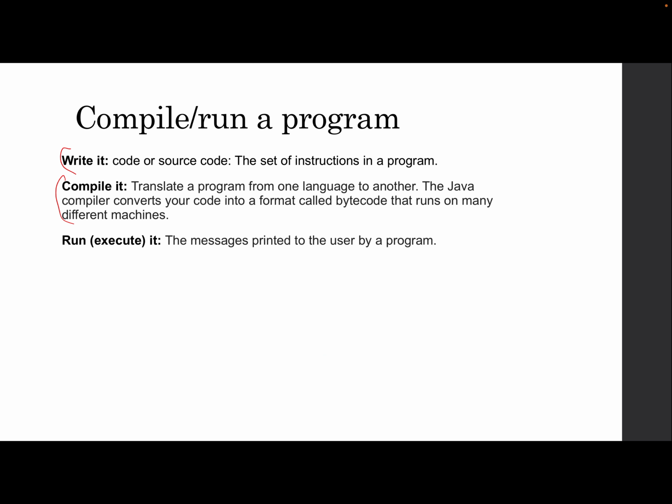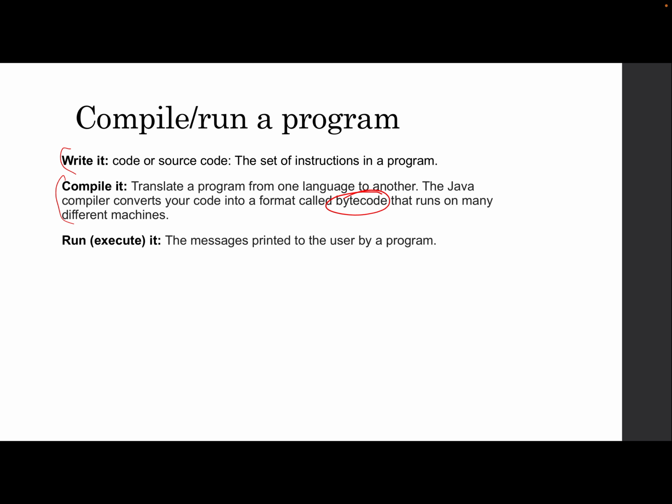We're going to compile it. So the Java compiler takes your source code and it translates your source code into this thing called bytecode. It doesn't translate it directly into the machine language. So for those of you that are coming from C++, whenever you compile your C++ code, it is converting it down into assembly, which will then run on that particular machine. But that's not what Java does.